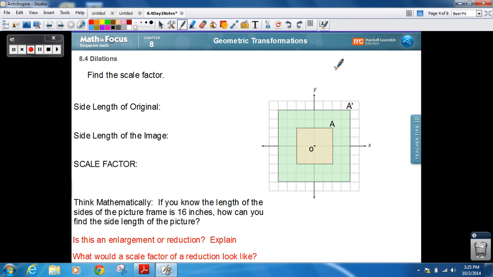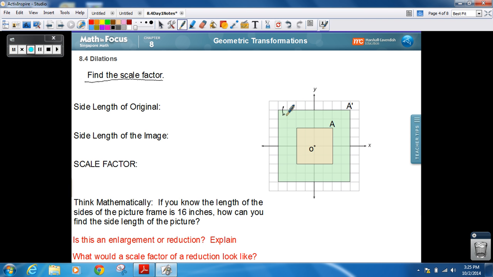Okay, our next example, we're back to the squares, and it wants us to find the scale factor. Just like last time, when we find the scale factor, we have to find the side length of the original, the side length of the image, and then find the scale factor from there. It doesn't matter which side you find, because this is a square, and we found out in the last example that all of the sides would have the same scale factor. So just pick two corresponding sides.